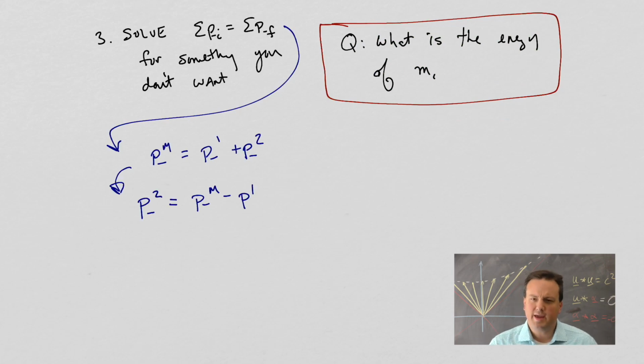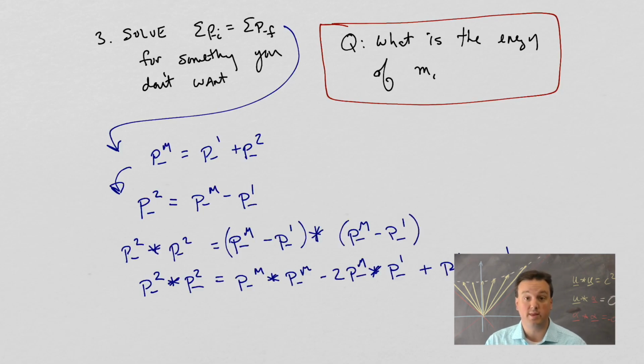Now, step 3, again, is a piece of advice. Oftentimes, I can simplify the problem by taking the expression for conservation of four-momentum and solving it for something that I don't want. Okay, and you'll see why. So in this case, four-momentum says Pm is equal to P1 plus P2. I'm interested in figuring out what is the energy of M1, what is E1. So I'm going to solve this expression for P2, okay? And then I take that expression for P2 and I dot it with itself. I take the 4 dot product of P2 with P2.